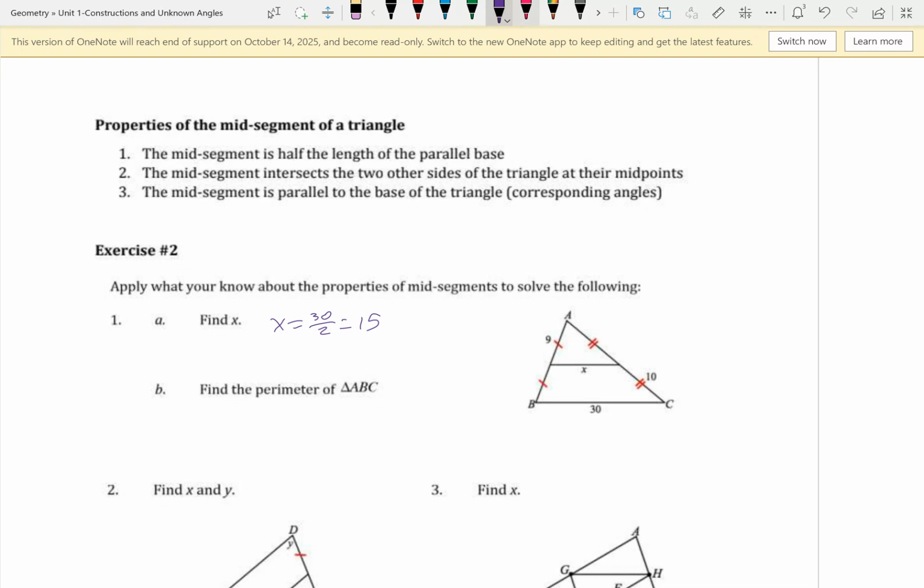If we want to find the perimeter of triangle ABC, we have to match up our slash marks. So if A to the midsegment is 9, that means from the midsegment to B is also 9. Remember, our slash marks mean they're the same. Same thing on the right-hand side. I'm going to put in my 10 and my 10. So that gives me a whole of 18 on the left, a whole of 20 on the right. So if I want to find my perimeter, I'm 18 plus 20 plus 30, and that gives me a perimeter of 68 for my triangle.